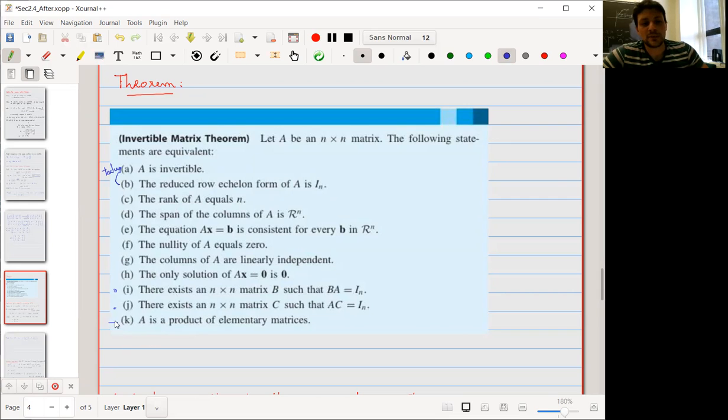And K is maybe the most surprising one, but it shouldn't be. A is a product of elementary matrices. So all of the matrices that are invertible are products of elementary matrices. The reason why this K is true is the usual. If the reduced row echelon form of A is the identity, then there's an invertible matrix P that writes this equation here. Then A is the inverse of P, but I remind you that P comes from elementary matrices.